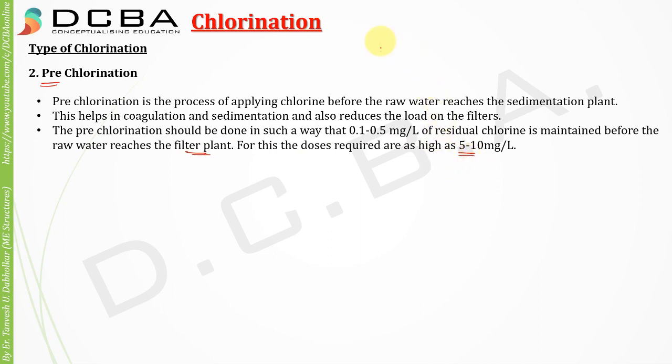We know about the chlorine demand; in the last video lecture I showed you the chlorine demand Venn diagram, right? In that I had told you the free or residual chlorine should be around 0 to 0.2 ppm after a contact period of around 10 minutes, right? So here, before the water reaches your filter plant, that residual chlorine should be around 0.1 to 0.5 milligrams per liter, or ppm also you can call this unit, before the water reaches the filter plant. For this, the doses are 5 to 10 milligrams.